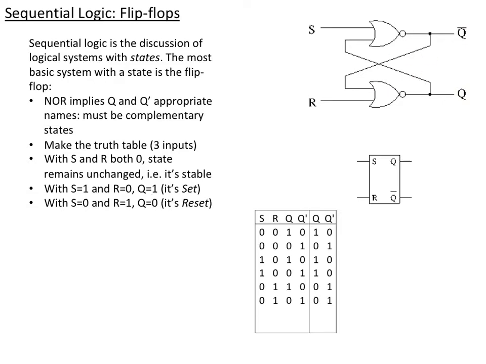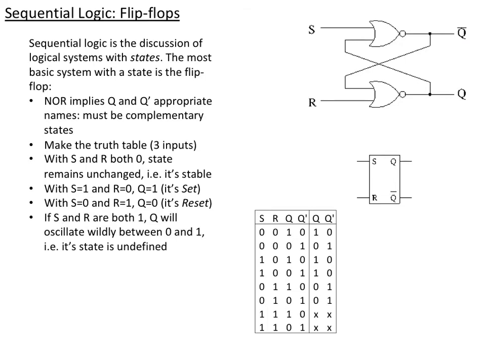Likewise, if we turn off this and turn this one on, we flip the state. Instead of no matter what it being, we turn it on, no matter what it is, we turn it off. Just because R here is associated with turning this off, rather than S here turning Q bar off. In other words, turning Q on.